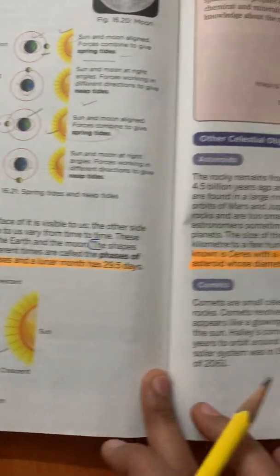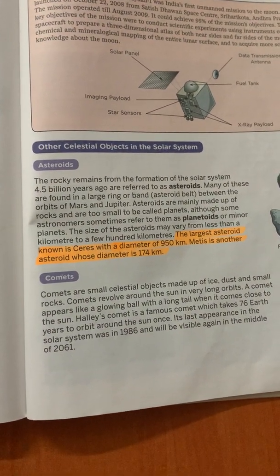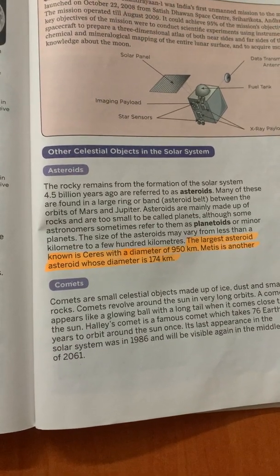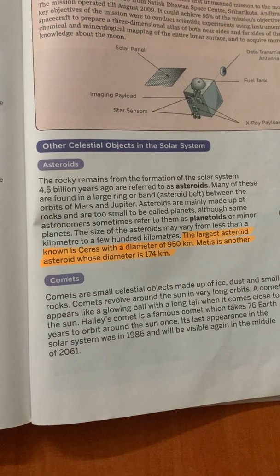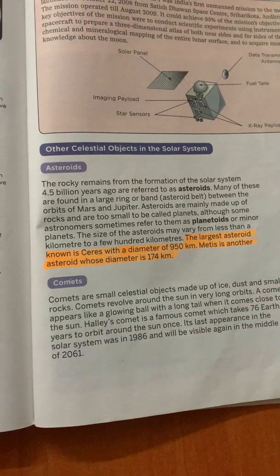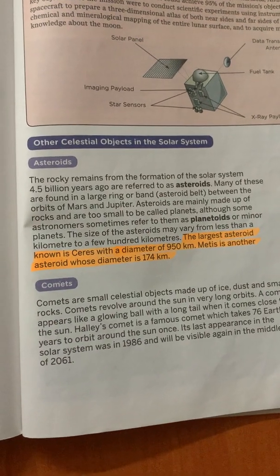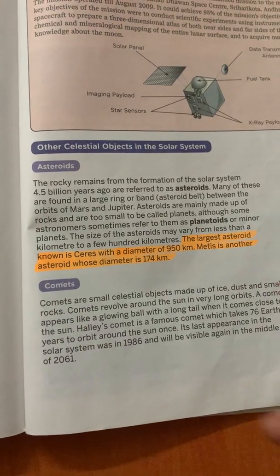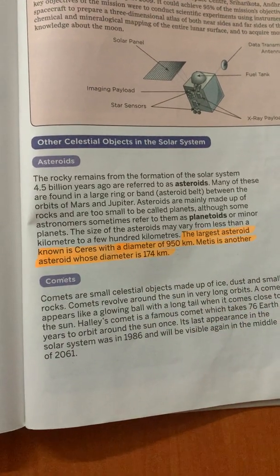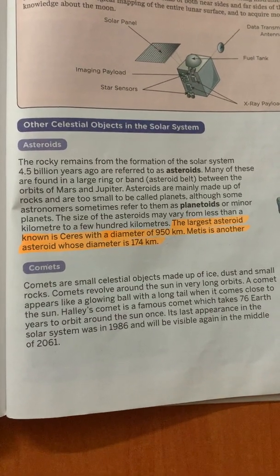Next, we'll be talking about asteroids. Asteroids are the rocky remains from the formation of the solar system 4.5 billion years ago. The largest asteroid is Ceres, with a diameter of 950 kilometers, and Pallas is another asteroid whose diameter is 174 kilometers.